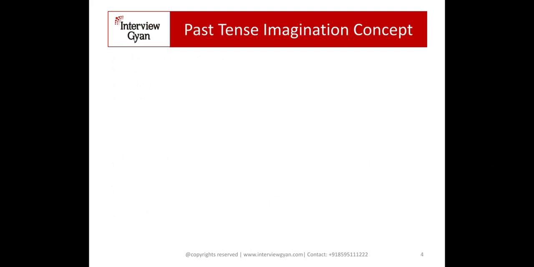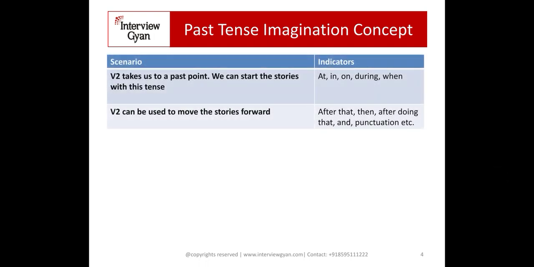Okay, let's go ahead and see past tense imagination concept. It's a very beautiful concept. If you're able to have very strong past tense imagination concept, you're never going to make errors in using this tense. So let's understand where do we use second forms through imagination. Scenario number 1. Second form takes us to a past point. We can start these stories with this tense. So the moment you apply second form, just imagine what is going to happen.